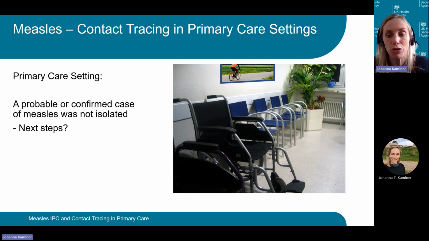On clinical suspicion of measles, the local health protection team must be notified. The health protection team will then risk assess all notified measles cases. And for higher risk cases, for example, probable cases or confirmed cases, the health protection team will in turn contact the GP surgery directly to discuss contacts and advise on post-exposure prophylaxis. GP surgeries should perform their own risk assessment and contact tracing following a measles exposure, with help from the health protection team if needed.